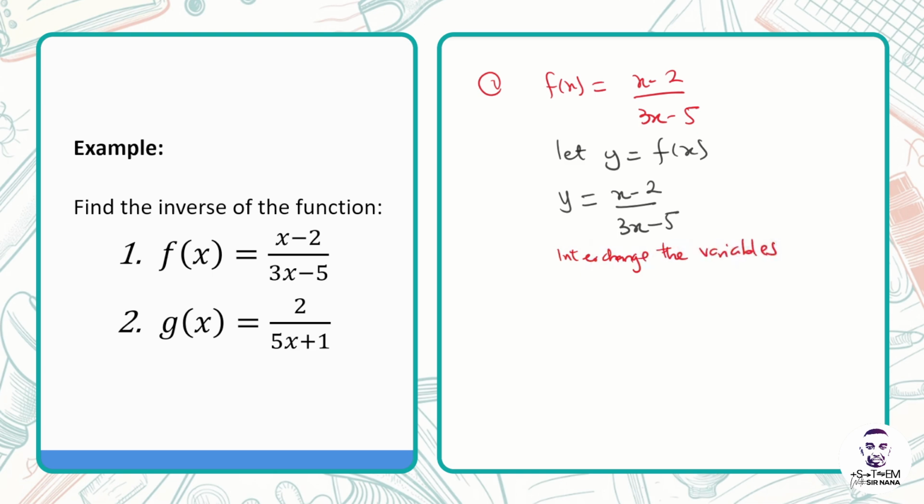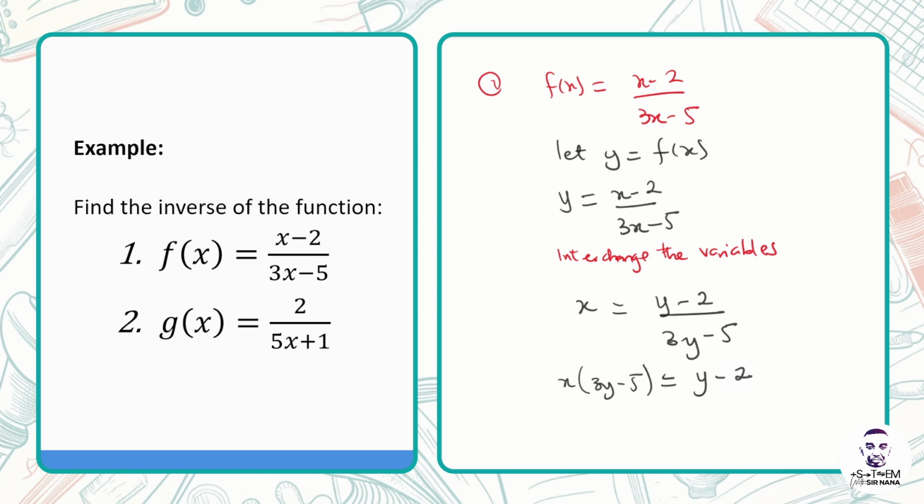So that implies that we have our x, right? So in place of y, we put x there to be equal to y minus 2 all over 3y minus 5. Then we are going to make y the subject, so we have x multiplying the expression 3y minus 5. When we cross multiply, it is equal to y minus 2.